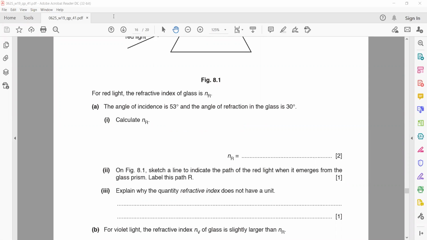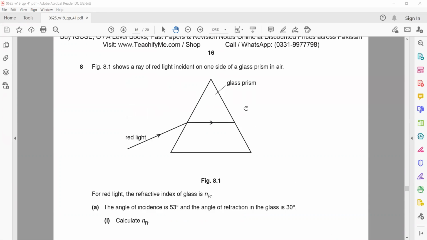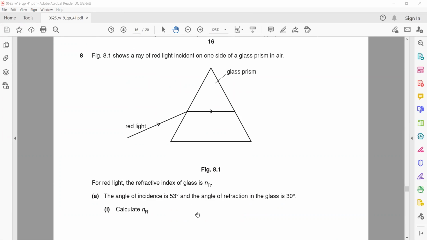On figure 8.1, sketch a line to indicate the path of the red light when it emerges out. Use the screen annotation to complete the path of the red light. So it will bend away from the normal as it is traveling from glass to air.